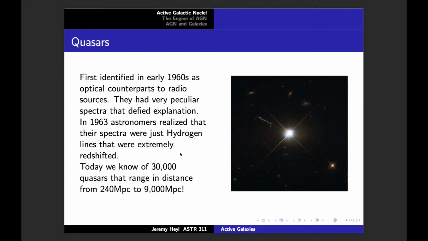So they had these really funny lines. They were just hydrogen lines that had been redshifted extremely. And now we know about 30,000 quasars that are from relatively close to us, 240 megaparsecs, out to 9,000 megaparsecs, meaning when the galaxy was much, much younger.